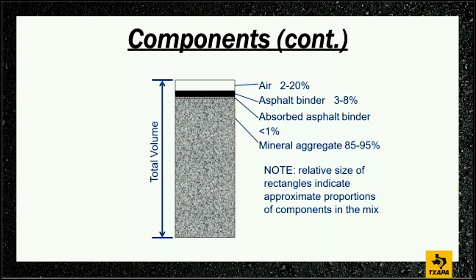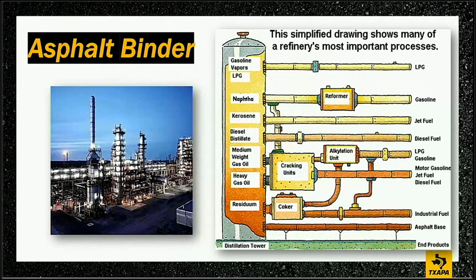And again, remember this because it's real important when we get back to the basics of what we're dealing with. Okay, asphalt binder. So where does it come from? Where does our asphalt binder come from? Well, it comes from a barrel of oil.